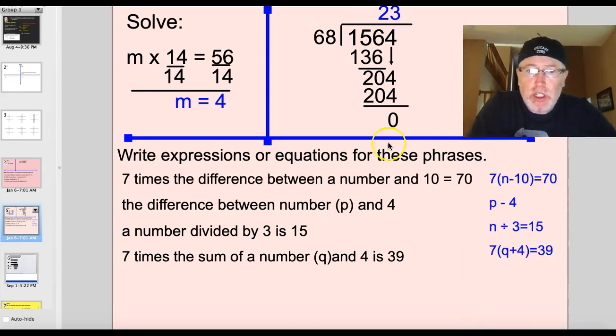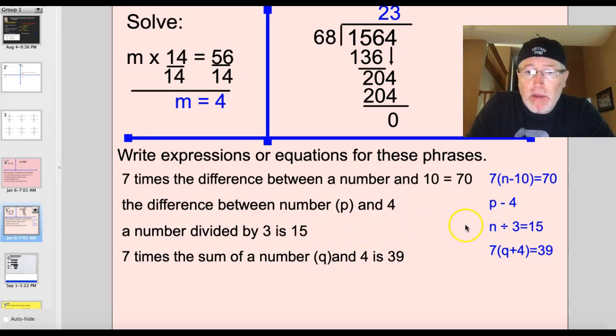These expressions. 7 times the difference between a number and 10. There it is. 7 times the difference between a number and 10 equals 70. The difference between number p and 4. So there's the difference, p and 4. You didn't need a parentheses there. I mean, you could put them if you wanted, but they're not necessary because there's nothing else going on.